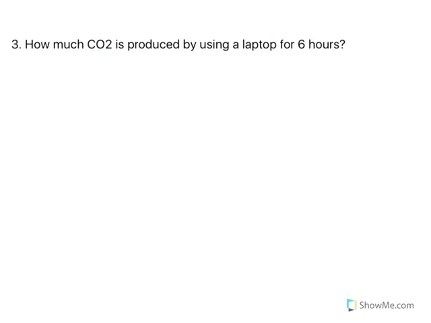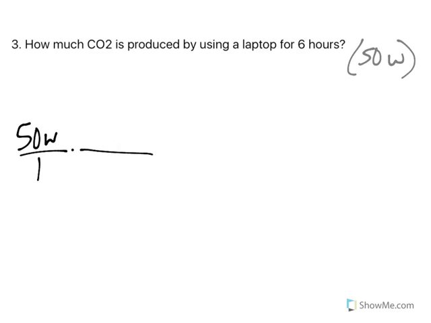Number 3. Now let's go to electricity. How much CO2 is produced by using a laptop for 6 hours? Well, a laptop uses 50 watts. So recall that when we're using electricity, we always start with watts. 50 watts over 1. We need kilowatt hours. So 1 kilowatt is 1,000 watts. That makes my watts disappear and I'm in kilowatts.